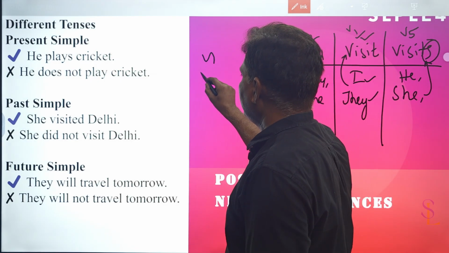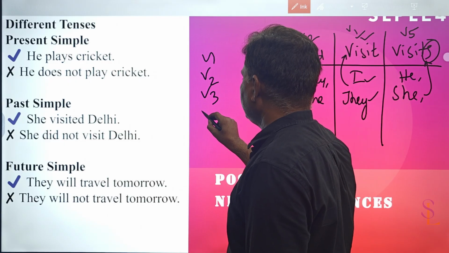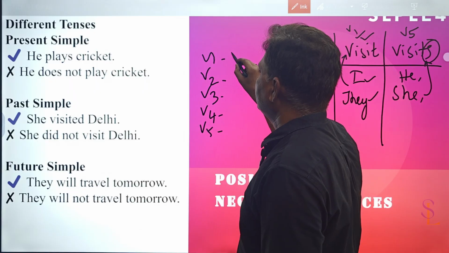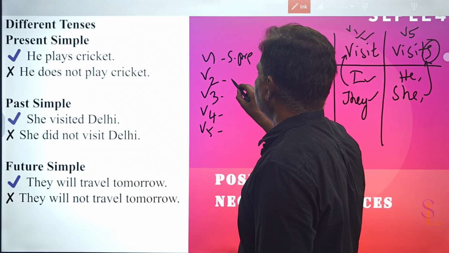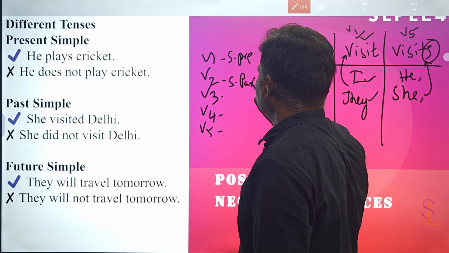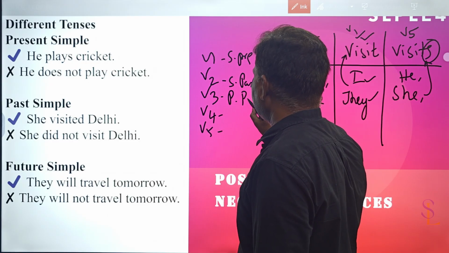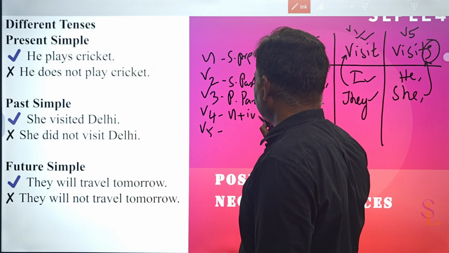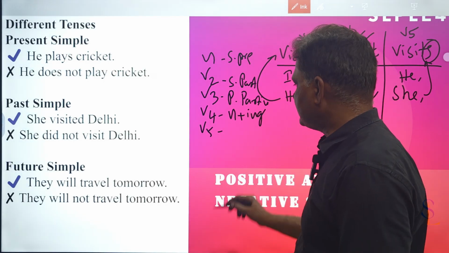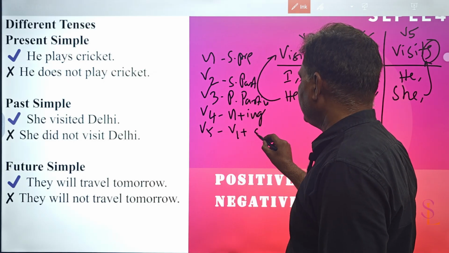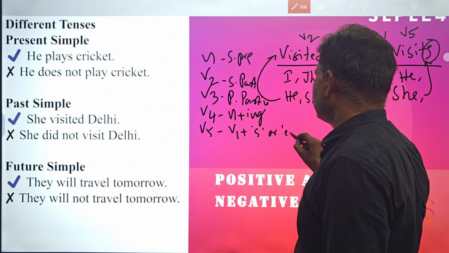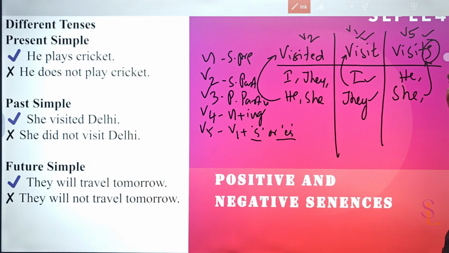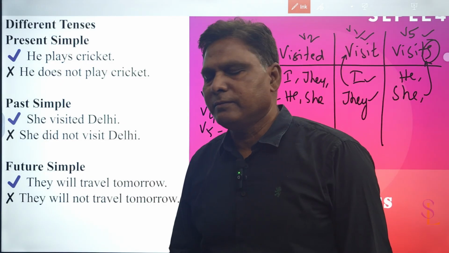As you know pretty well, V1, V2, V3, V4 and V5. These verb forms are important. This is simple present, this is simple past, and this is past participle. V4 is V1 plus ing, that is used in continuous tenses, and V1 plus s or es, these are used with the subject if it is he or she, that is subject singular.